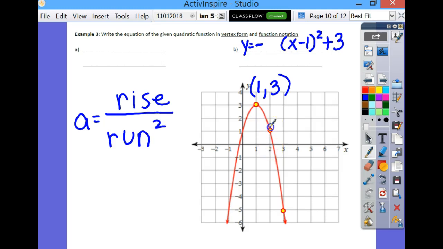So here's a pretty point. Here's the rise. Here's the run. How much is that? It's 2. A equals 2 over 1 squared. What's 1 squared?